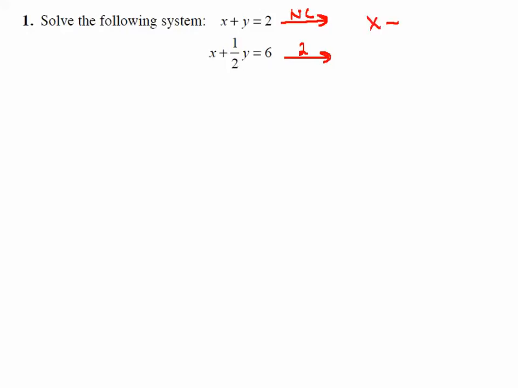So on top, no change whatsoever. Everything's good. On the bottom, 2 times x is 2x. Half of 2 is a 1, so therefore just a y. And 6 times 2 is 12. Okay, so that step has nothing to do with the elimination step whatsoever. That step was just to get rid of our fraction.